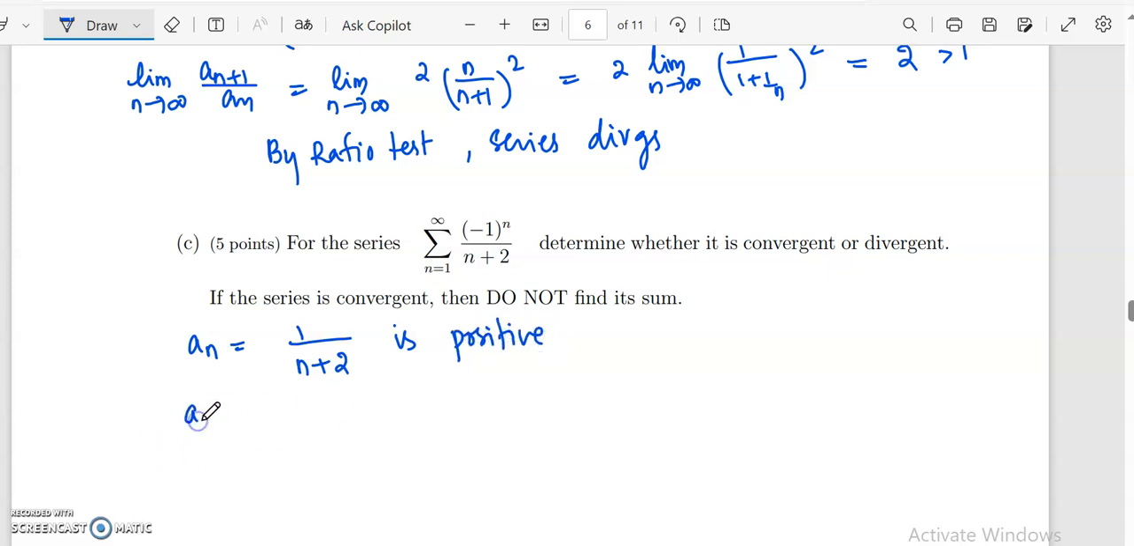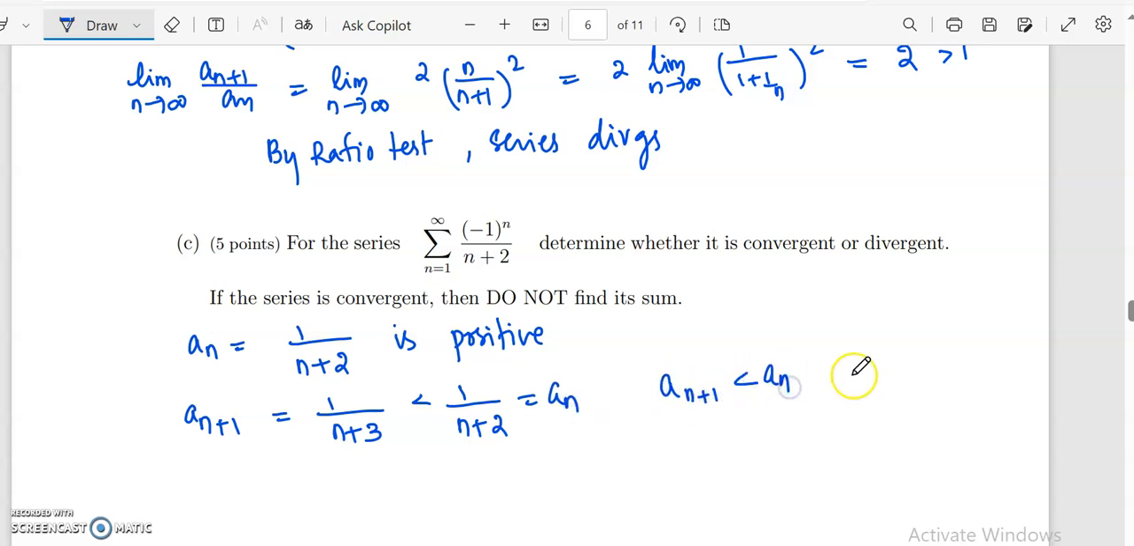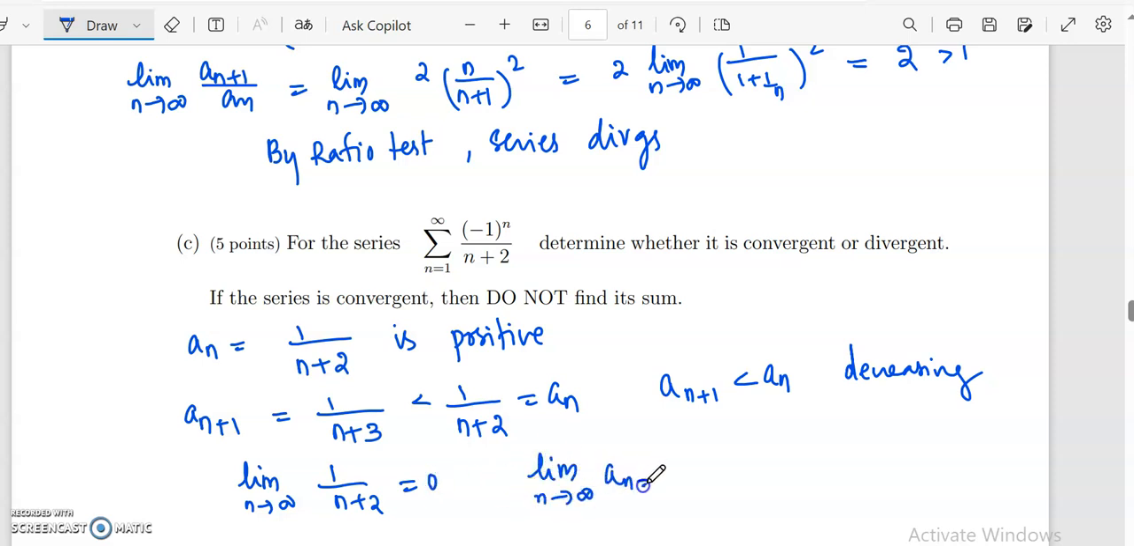and if we take a_(n+1) it will be 1 by n plus 3. So 1 by n plus 3 will be less than 1 by n plus 2, which is equal to a_n. So a_(n+1) will be less than a_n. So the sequence will be decreasing, and if we take limit n goes to infinity 1 by n plus 2, that will be equal to 0. So we'll get limit n tends to infinity a_n equal to 0.